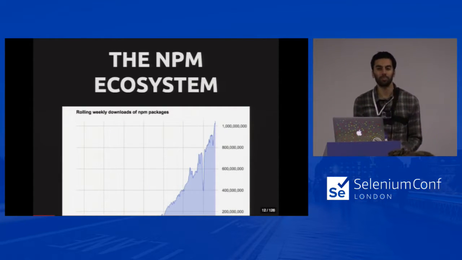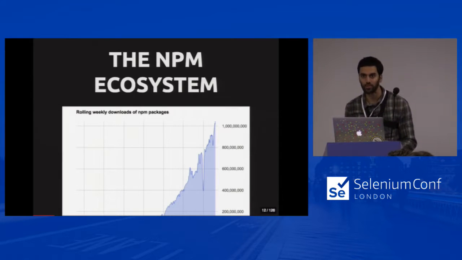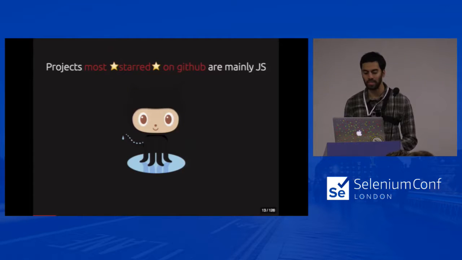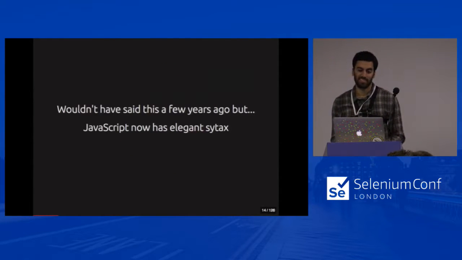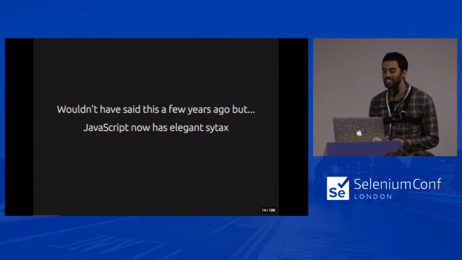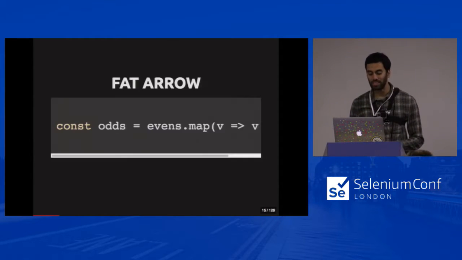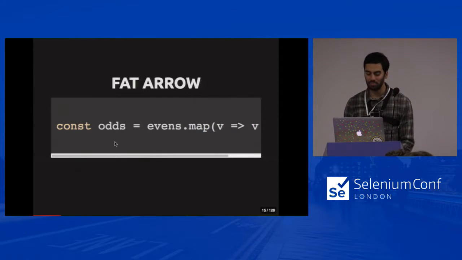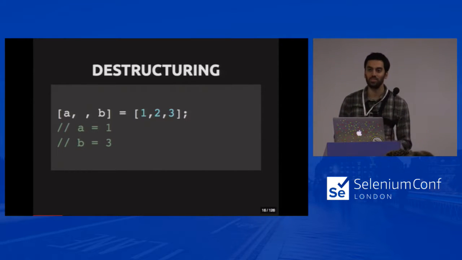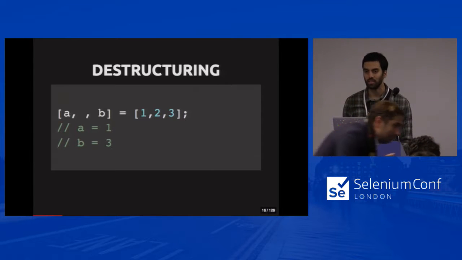Why JavaScript? I don't want to preach to the choir here because you're all at this talk, so you all obviously care about JavaScript. But long story short, growing ecosystem. If you look at the most starred projects on GitHub, they are almost all in JavaScript. And I wouldn't have said this a while back because JavaScript was a bit weird and maybe still is, depending on what browsers you have to support. But it's actually got really nice syntax. You've got the fat arrow function. You've got destructuring, which looks a bit weird at first, I agree, but it actually allows you to do some pretty cool things in a very elegant way.